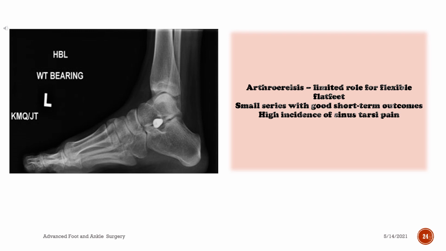Arthroereisis has a limited role for flexible flat feet. Small series with good short-term outcomes, but a high incidence of sinus tarsi pain.